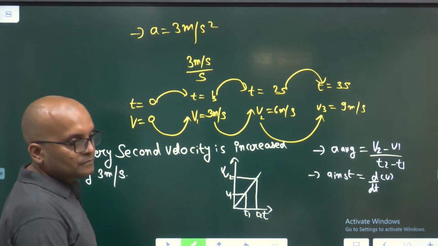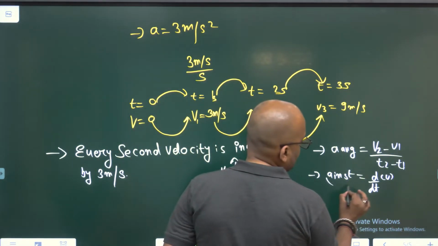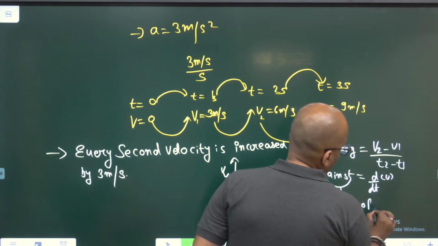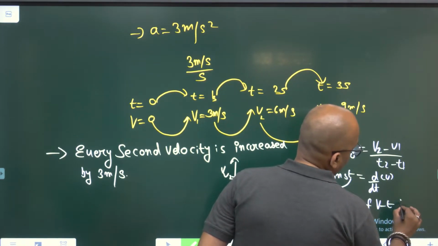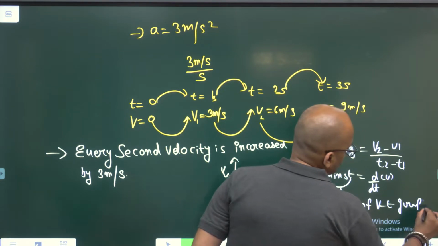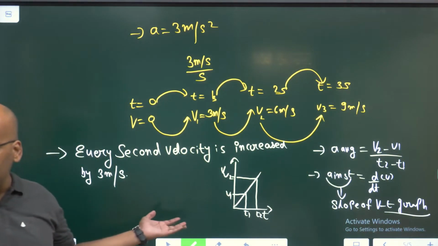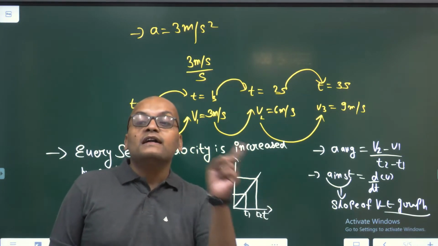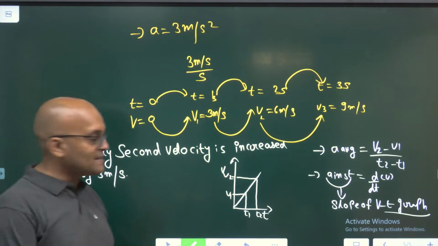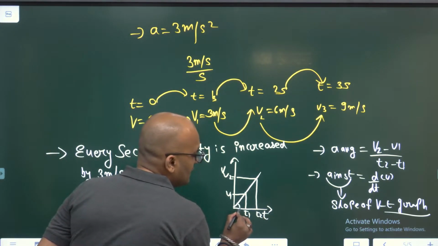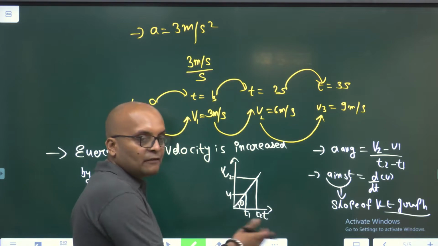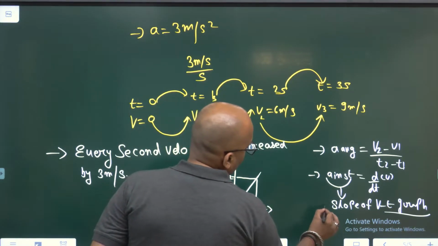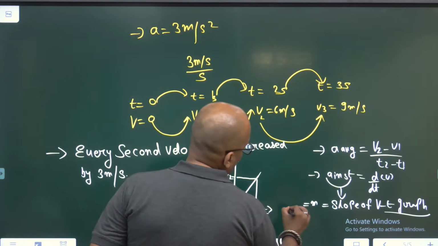Yes or no? So the slope of this curve, what is A instantaneous? It is the slope of the VT graph. Same thing applies here also, that slope is m and it is equal to tan theta. As I have told you in the ST case, suppose this curve is making an angle of theta with the x-axis. Then the slope will be m and it is equal to tan theta.